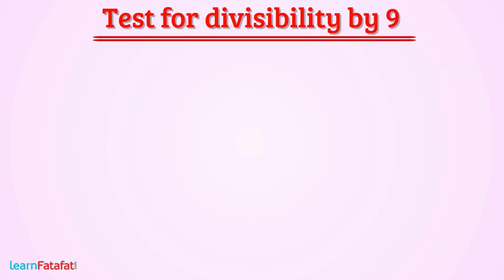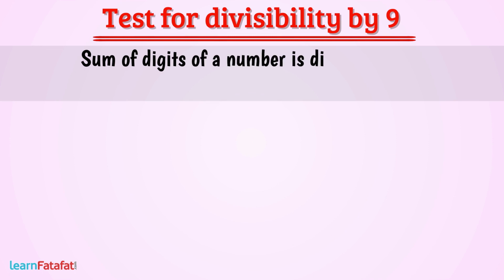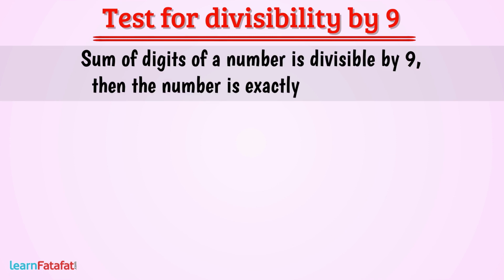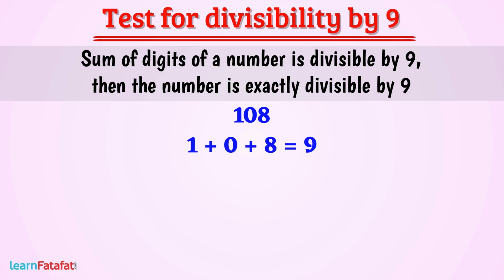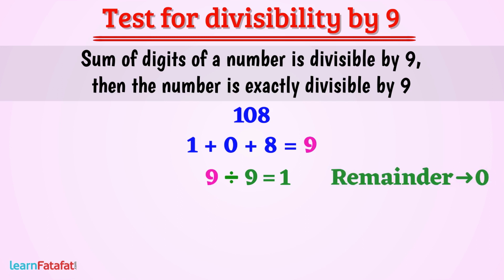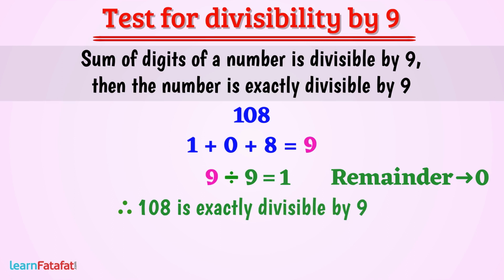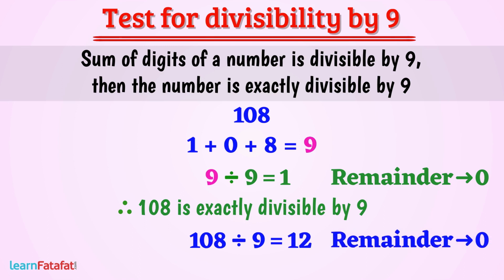Test for divisibility by 9. If the sum of digits of a number is divisible by 9, then the number is exactly divisible by 9. For example, for the number 108, the sum of its digits is 1 plus 0 plus 8 equals 9. This sum is exactly divisible by 9 as 9 divided by 9 equals 1 and remainder is 0. So the number 108 is also exactly divisible by 9. 108 divided by 9 equals 12 and remainder is 0.